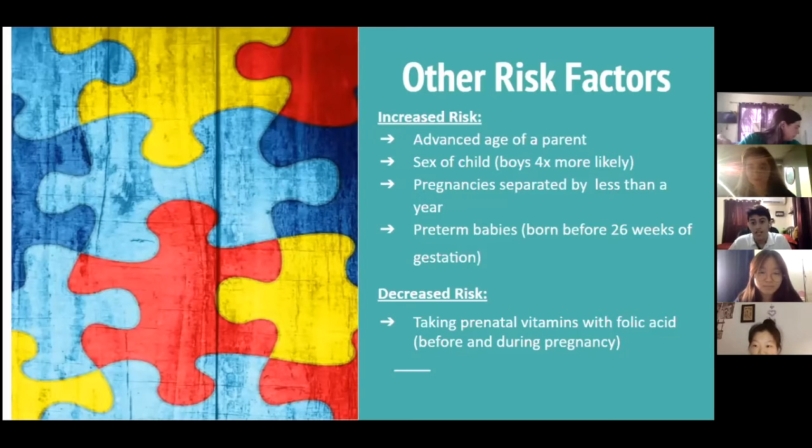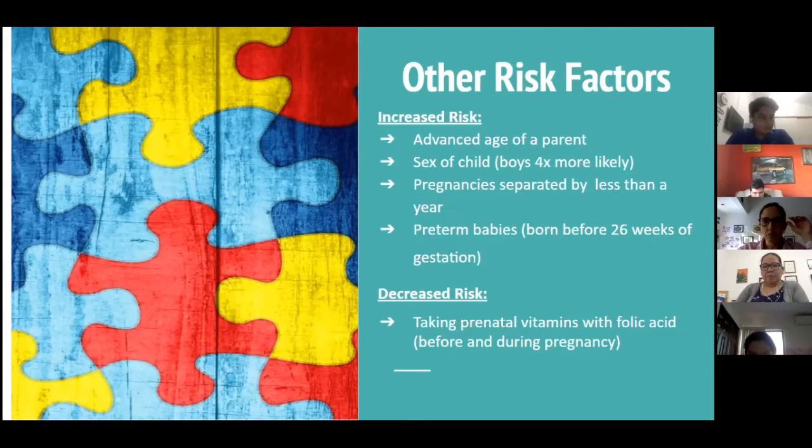Besides genetics and environment, there are also other risk factors that may increase and also decrease the risk of having ASD. For example, those that increase the risk are the advanced age of parents. Also, as you can recall from the last presentation, boys are 4 times more likely to be born under the spectrum of autism than girls. Therefore, the sex of the child also has an impact. Also, pregnancies that are separated by less than a year, and preterm babies, which are the ones that are born before 26 weeks of gestation.